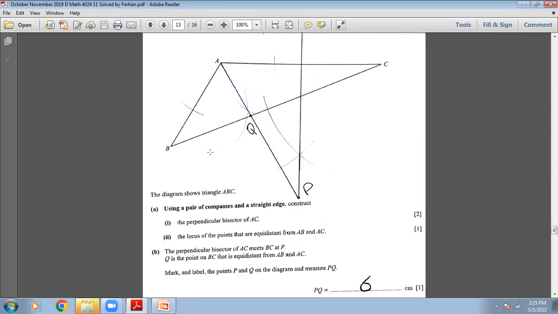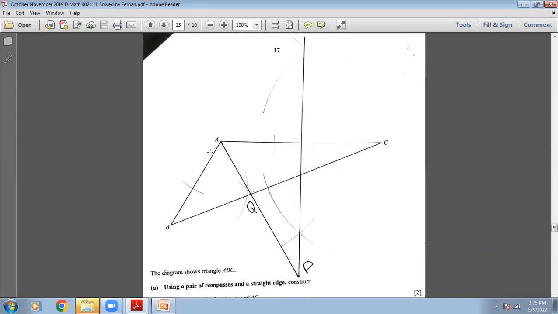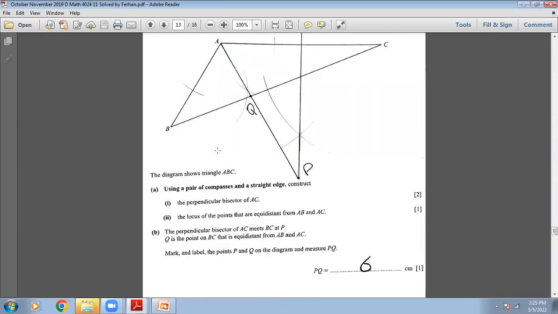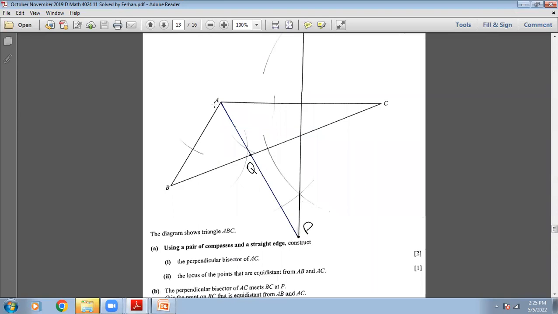Then they say the locus of the points that are equidistant from AB and AC. You know, the locus that remains equidistant from two intersecting lines is actually the angle bisector. So the common point between them is A, and AB and AC are the arms of that angle. So we have to draw the angle bisector of that angle.